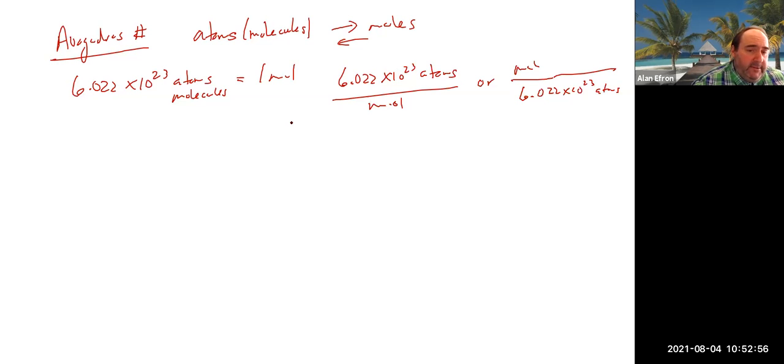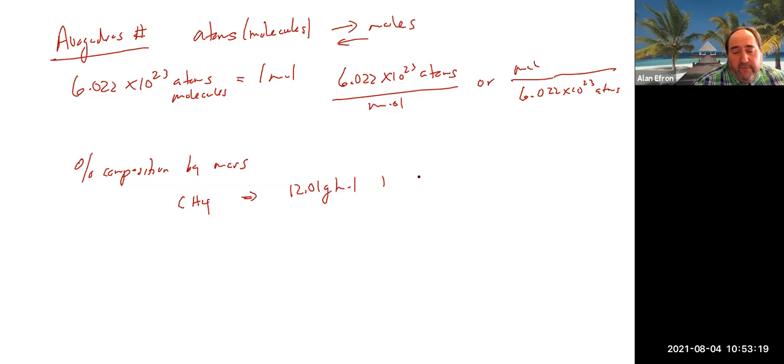And we also talked about, at this point, percent composition by mass. Basically what that means is if we had something like CH4, we would get the molar mass of it by adding up all the parts, 12.01 grams per mole plus 4 times 1.008 grams per mole.